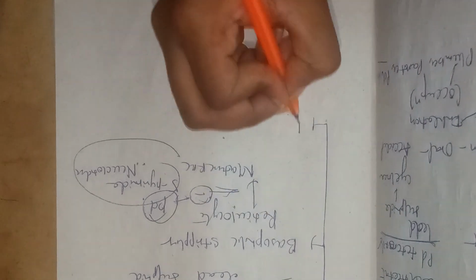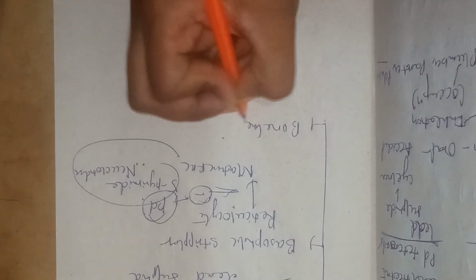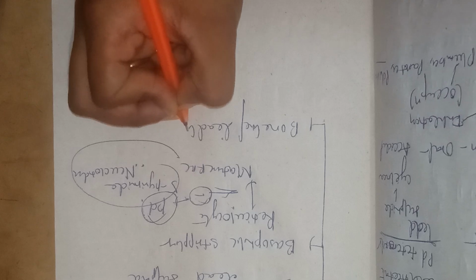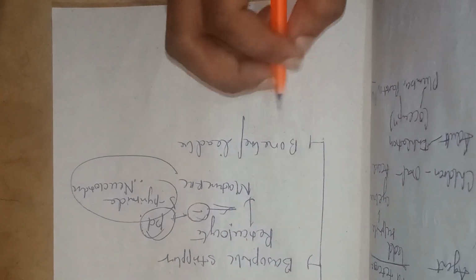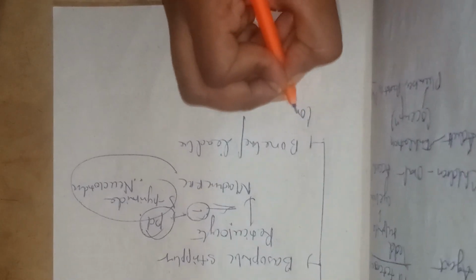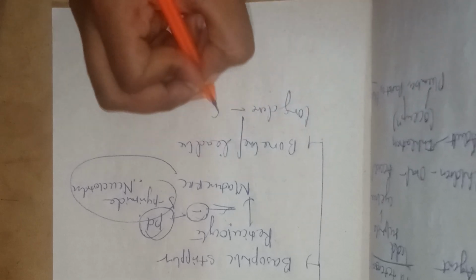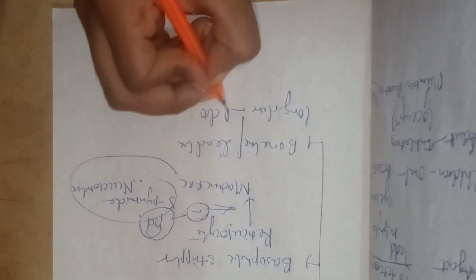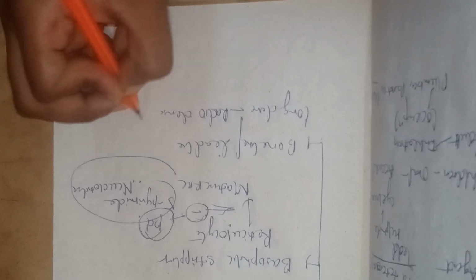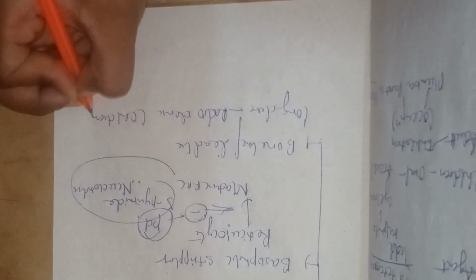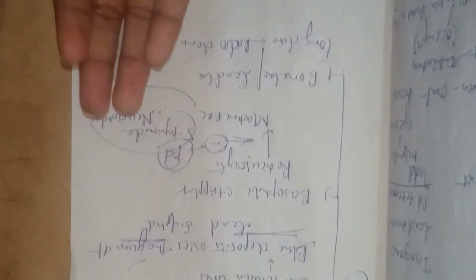Next, another B is bone lines or lead lines. This is radiodense metaphysis of long bones, generally seen in children. These are the three B's: Burtonian lines, basophilic stippling, and bone lines or lead lines.